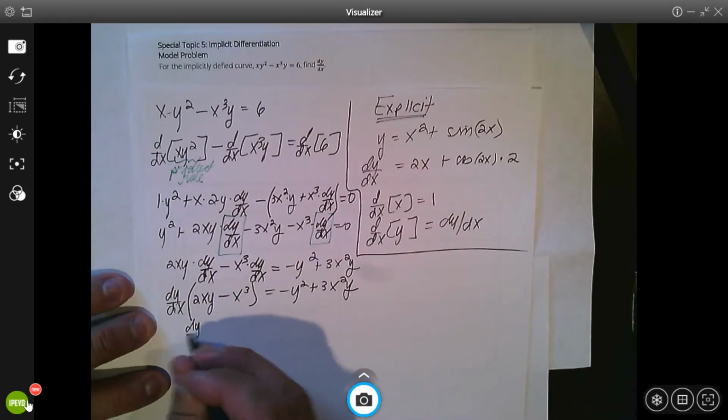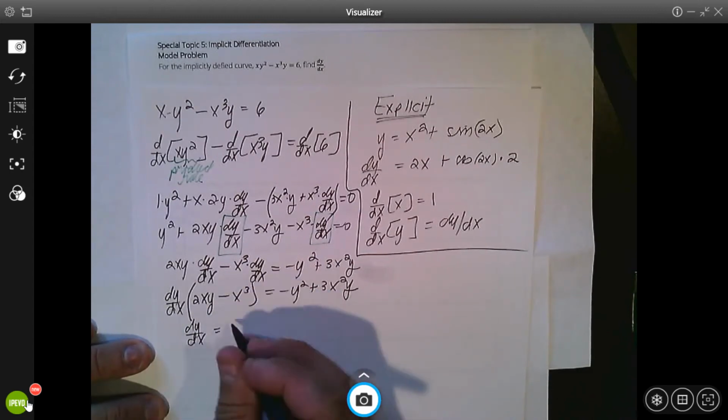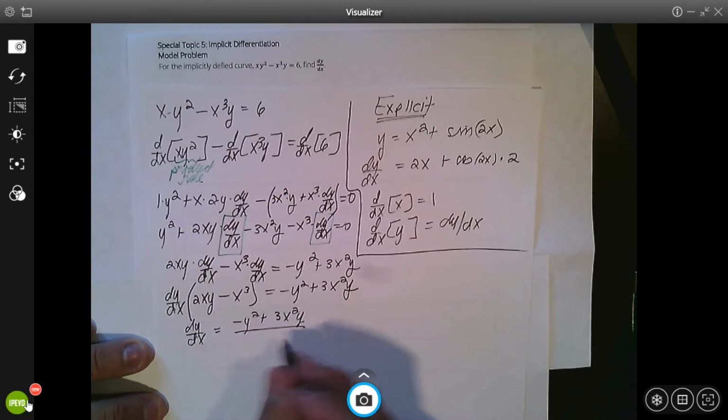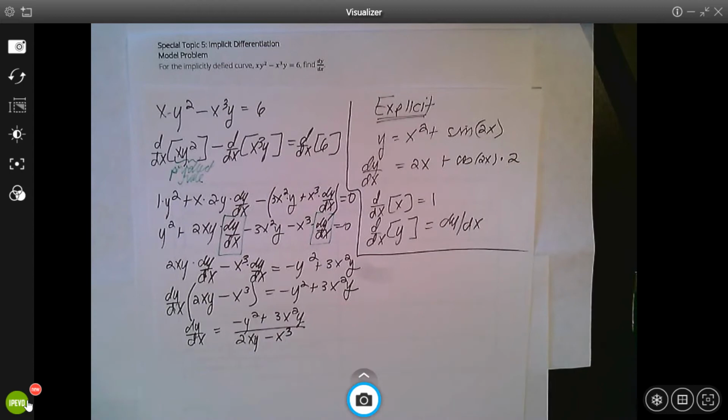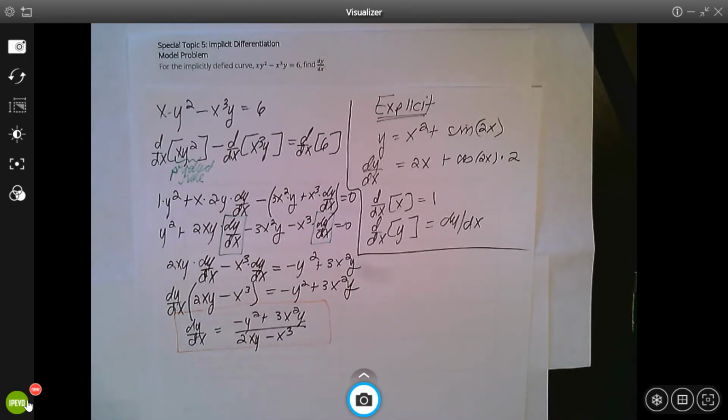Finally, to solve for dy dx, we're going to divide both sides by this expression, and we're going to get negative y squared plus 3x squared y over 2xy minus x cubed. This guy here is your final answer. This is the derivative of y with respect to x.